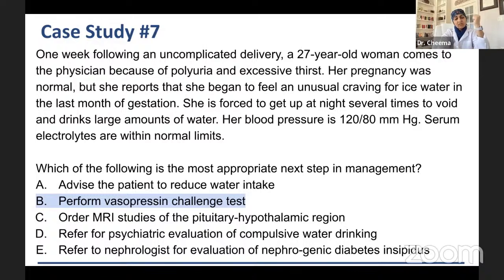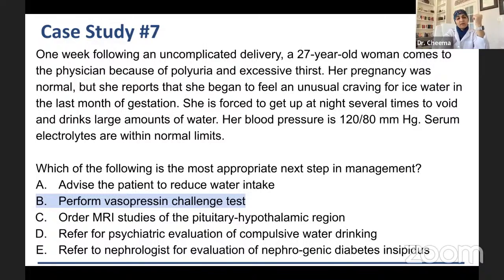Option A is less likely because of the high likelihood of non-compliance. Advising the patient to reduce water intake would expose her to severe dehydration and can cause hypernatremia due to loss of water and result in hemoconcentration. So that's why it's not the right option. And why not choice C? Because MRI studies of the pituitary hypothalamic region are performed to search for mass lesions, which may be the underlying cause of central diabetes insipidus, but these investigations should be performed after the diagnosis has received confirmation by the vasopressin challenge test.